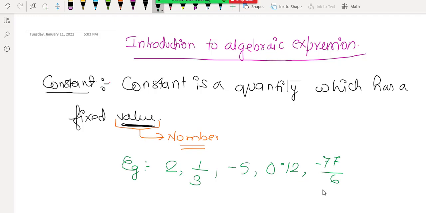So what is constant actually? Constant means nothing but a number. All the sentences we have written, that constant is a quantity which has a fixed value, mean what? Number. In simple language, this is a number. So constant is a number.